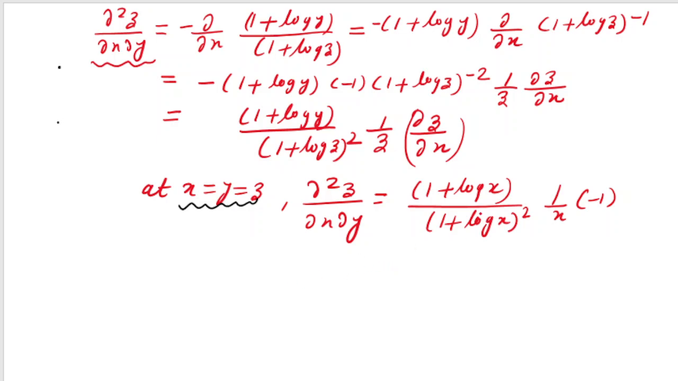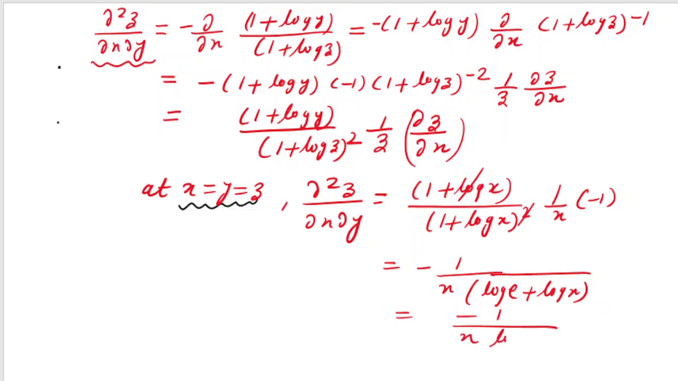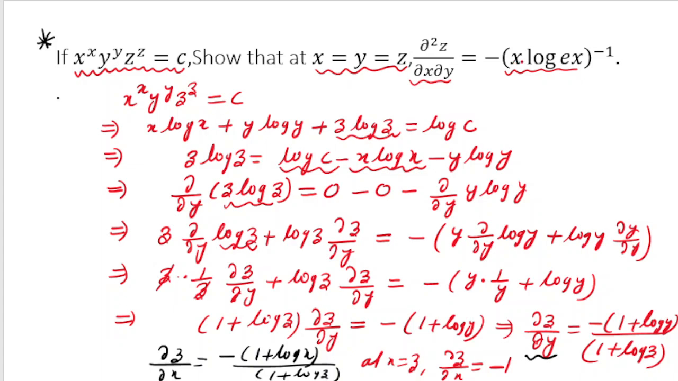So in the end this log x and the square will cancel. So what will I get? I will get minus 1 by x, and 1 plus log x can be written as log e plus log x, right? So this will become minus 1 by x and log ex. So that will be like minus x log ex whole to the power minus 1. So this is what we wanted to prove here, that minus x log ex whole to the power minus 1.